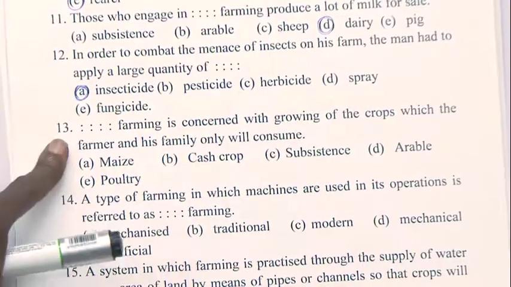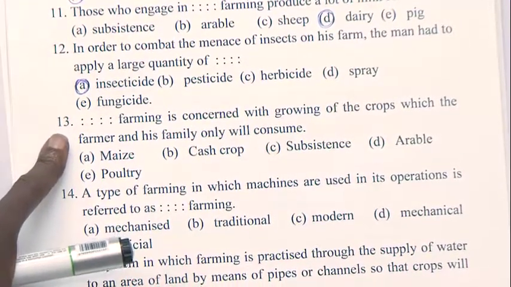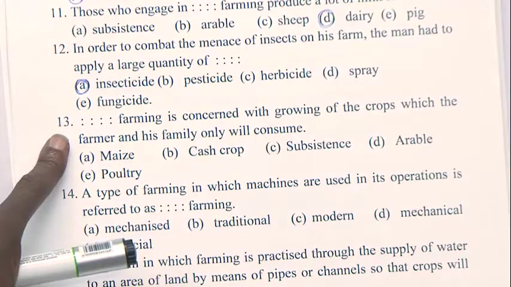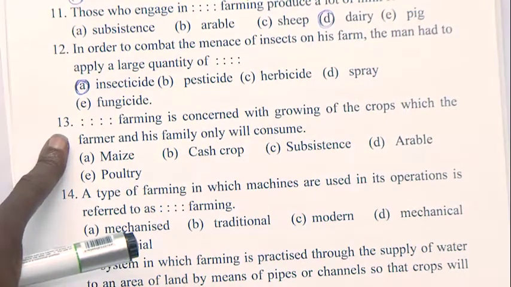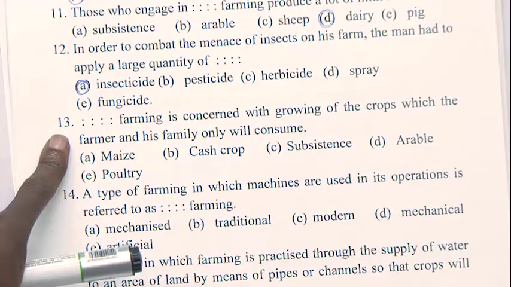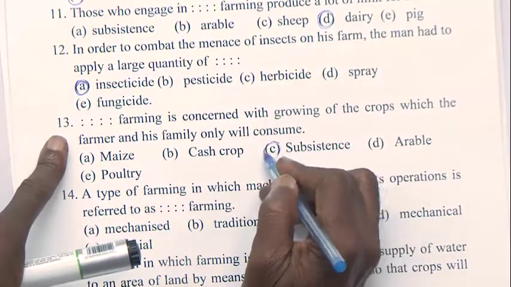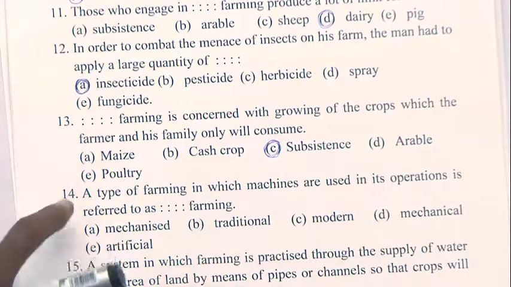Then what farming is concerned with growing of the crops which the farmer and his family will consume? That is what type of farming? The one that you eat yourself, only yourself. That is subsistence farming. That is the correct register, the correct word.